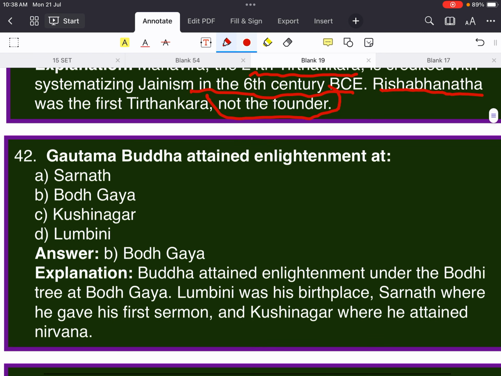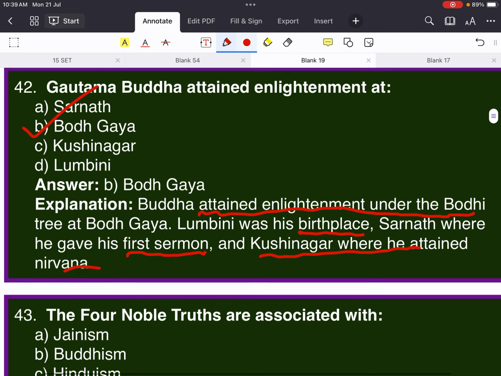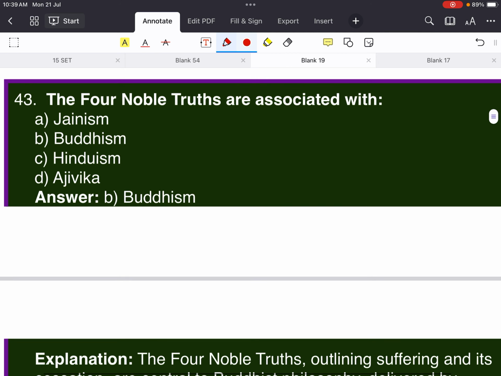Gautam Buddha attained enlightenment at Bodh Gaya. Option B. Buddha attained enlightenment under the Bodhi tree at Bodh Gaya. Lumbini was his birthplace, Sarnath where he gave his first sermon, and Kushinagar where he attained Nirvana.